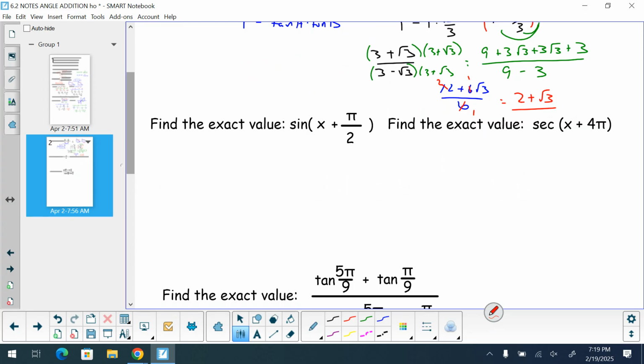Sine of x plus pi over 2, which is 90 degrees. Expand out sine of A plus B. Again, try to do it without peeking. Sine is sine, cosine, cosine, sine, one of each, and my positive stays positive. So we have sine A cosine B plus cosine A times the sine of B.